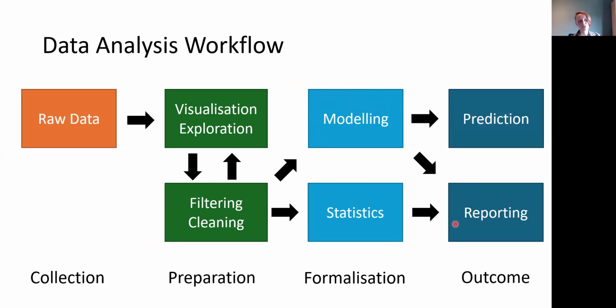But usually what we want to do with machine learning is make some kind of prediction. So we want to be able to create a model off of some data that we've collected, and then use it on future data where we maybe don't know the outcome, and we can predict based on that.